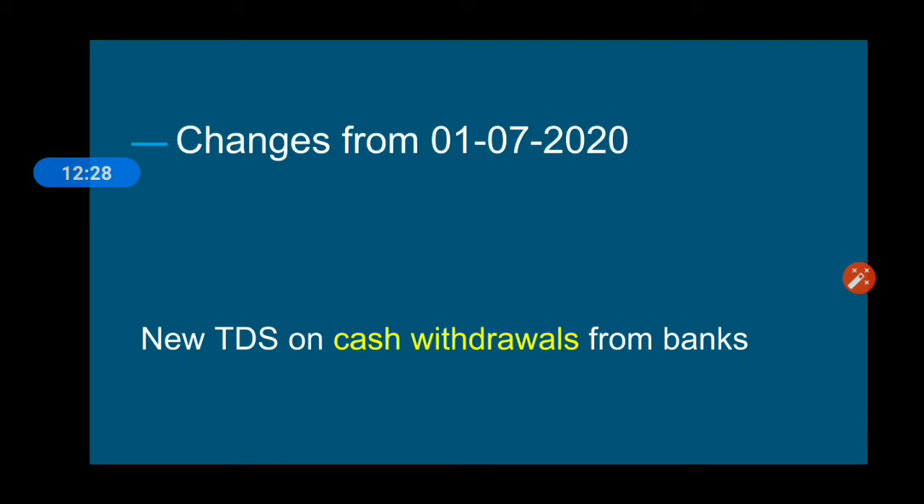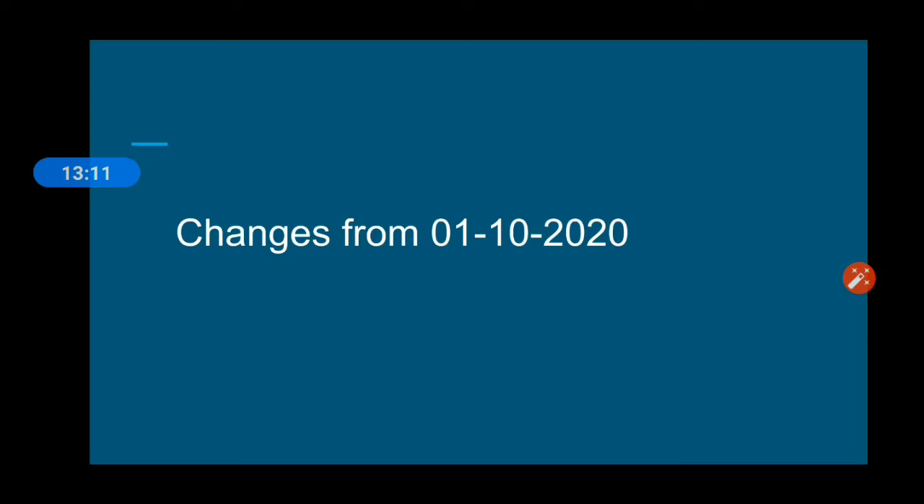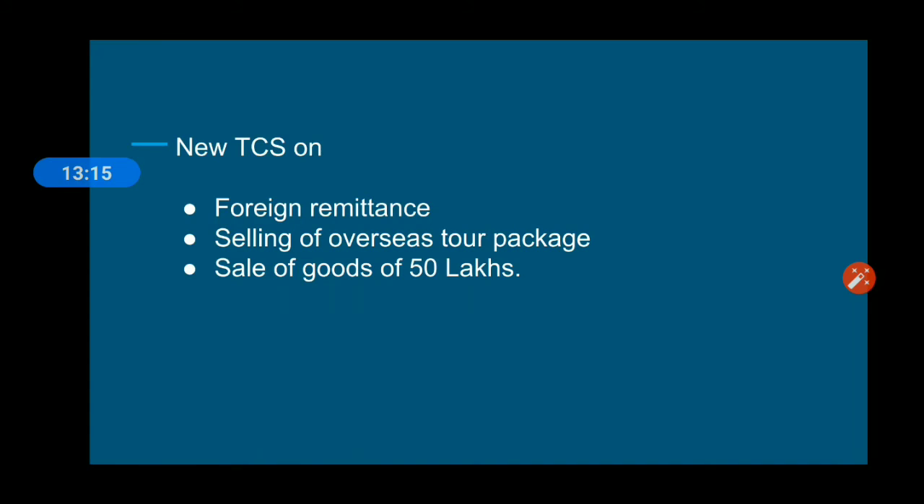Next, changes from 1st July 2020. This is new TDS on cash withdrawals from banks. Friends, if you withdraw cash from a post office, cooperative bank, or bank exceeding 1 crore rupees, then a new TDS will be deducted while making payment to you by these financial institutions. I will make a separate video on this TDS section, so as of now I am skipping this concept. So next, changes from 1st October 2020. New TCS on foreign remittances, selling of overseas tour packages, and sale of goods for 50 lakh rupees. So new tax collected at source has been introduced under these three.